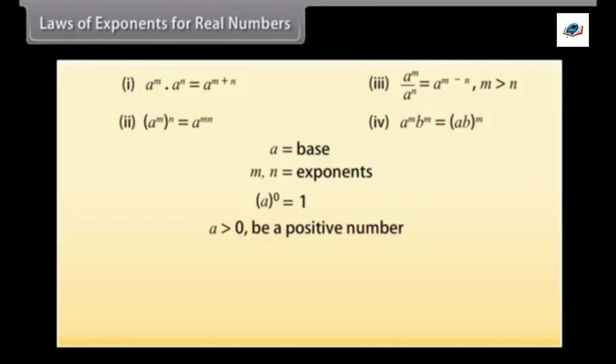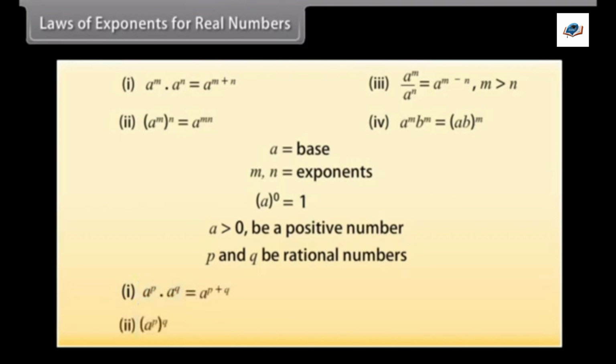Now let a greater than 0 be a real number and p and q be rational numbers, then we can say that in multiplication, when bases are same, powers are added. A power raised to another power gets multiplied. In division, when bases are same, powers get subtracted. And when powers are same and bases are different and are getting multiplied, then we take the power as common.